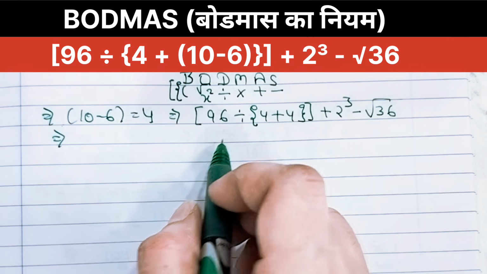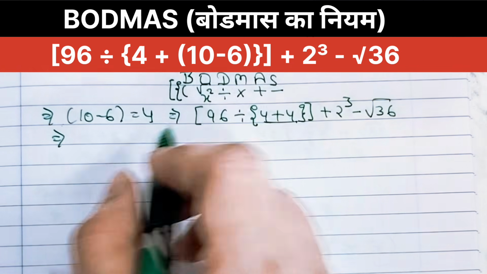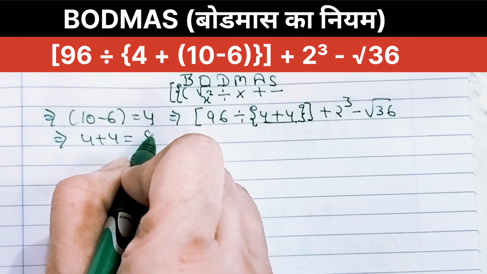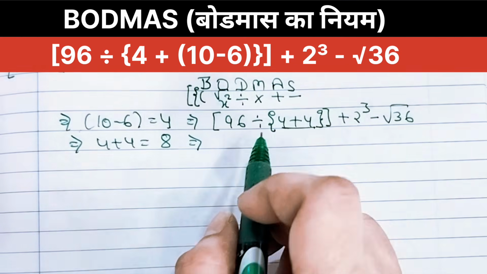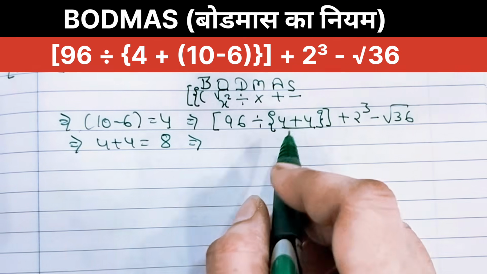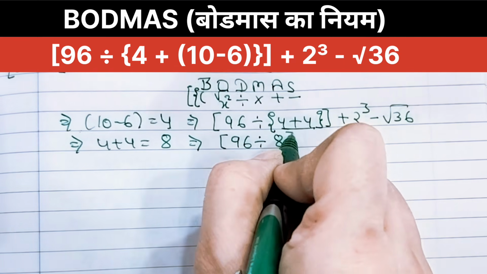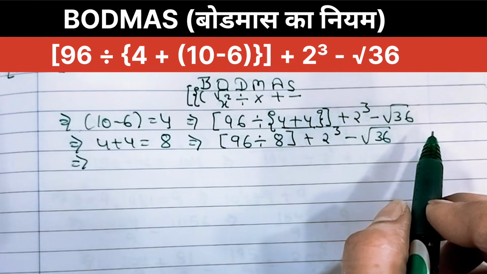According to the next step, solve the curly brackets, and in the curly brackets we must calculate the addition. Now 4 plus 4 will get 8. Work outward to simplify the next grouping layer, and now the current expression becomes 96 divided by 8 square bracket. So this is the current expression.